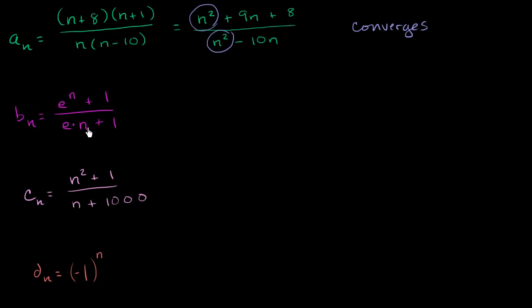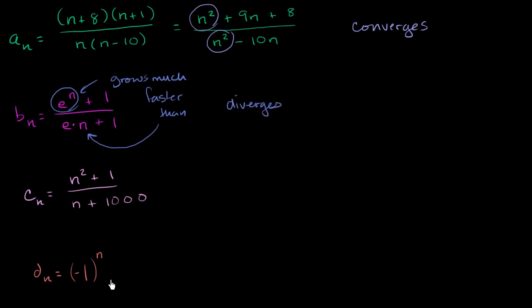So now let's look at this one right over here. In the numerator, I have e to the n power, and here I have e times n. So this grows much faster. This is e to the n power. Imagine if n is 100: e to the 100th power is a ginormous number. e times 100 is just 100e. That grows much faster than this right over here. So this thing is just going to balloon. This is going to go to infinity. So we could say this diverges.